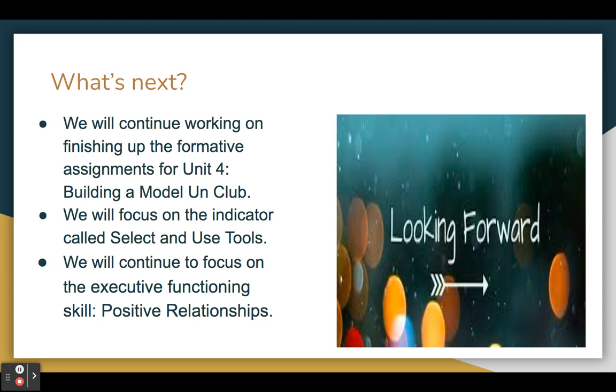Students will end up selecting their own country and doing independent research about what their country's position would be on various consequences and various things that have to do with climate change. And we will continue to focus on the executive functioning skill, positive relationships.